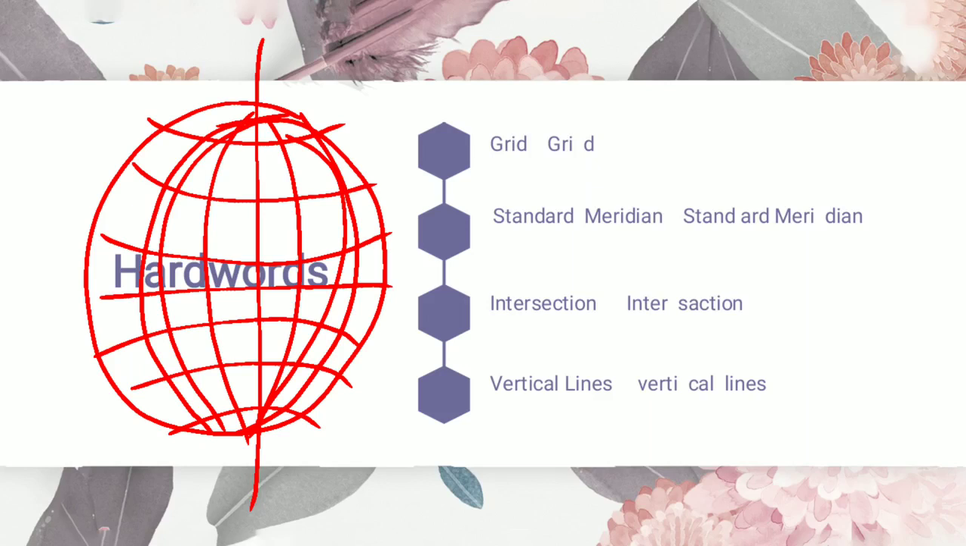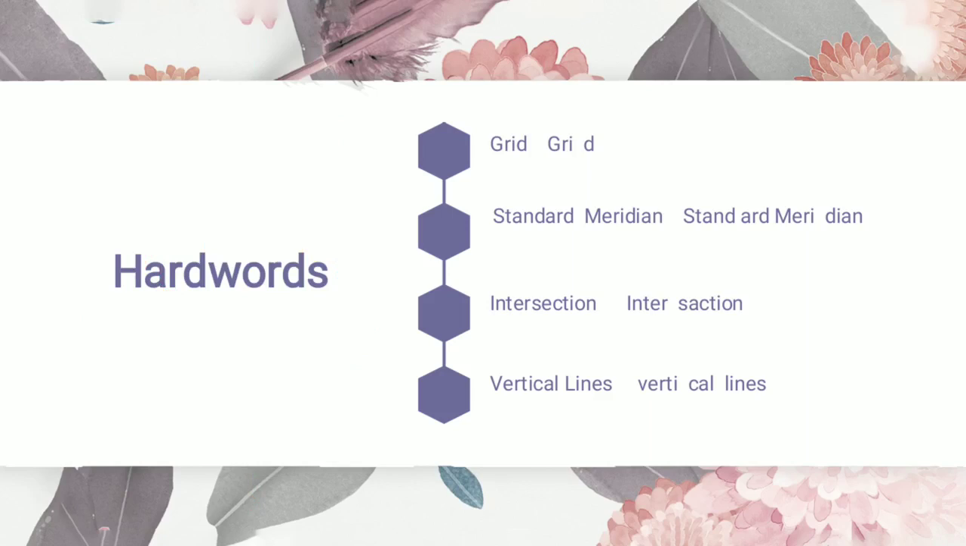Next is standard meridian. The meaning of this word is the meridian which is used to describe the time of a country. For further detail we will study this topic in the chapter. So next word is intersection. It means passing or crossing of two lines is called intersection.